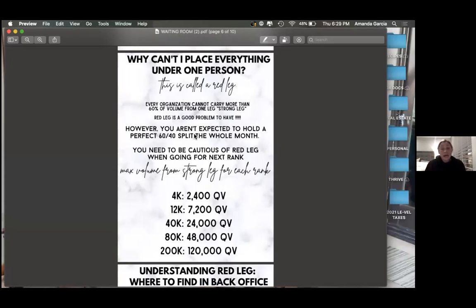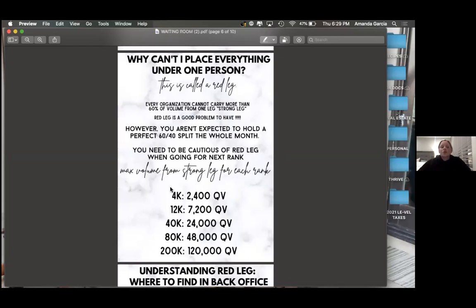Red leg is a good problem to have. Ultimately, what this means is every organization cannot have more than 60% of volume from one leg to hit a specific rank. So this does not necessarily mean that the entire month you have to go balanced and even, exactly 60-40. That probably never happens, honestly. This is when you're going for that next rank, and ultimately you're going to be looking at the amount of volume that you can accrue max from at least one leg.